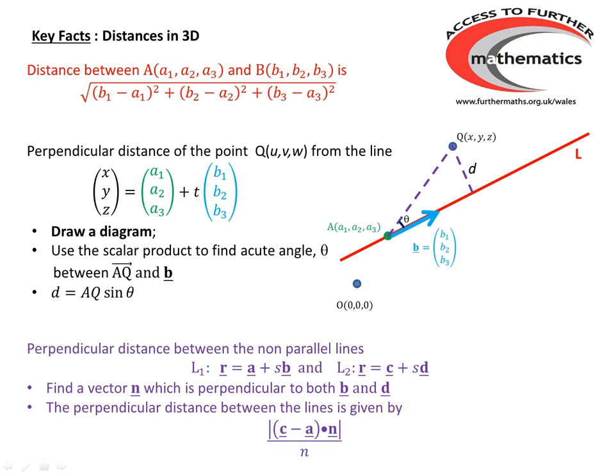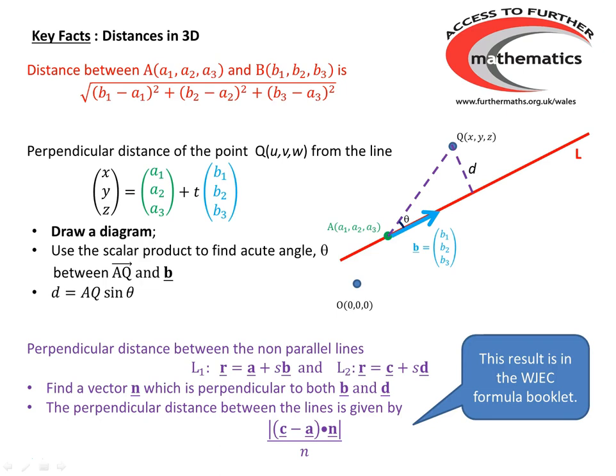The perpendicular distance between two non-parallel lines is given by a rather complicated formula, which is the modulus of c minus a dot n, so it's a scalar product of c minus a with n, divided by the size of the vector n. Now that formula is quite difficult to remember, but fortunately the formula is inside the formula booklet that you'll be given in your examination.